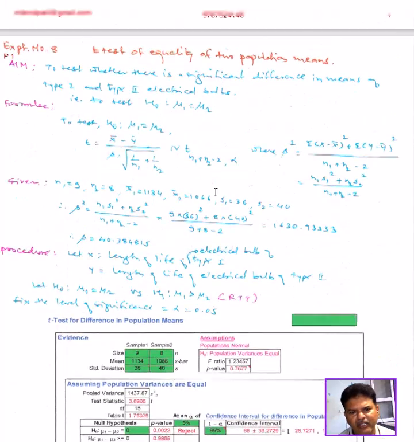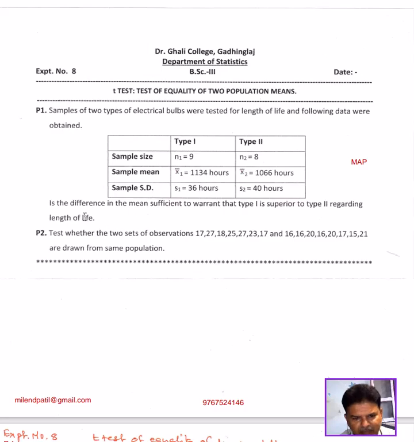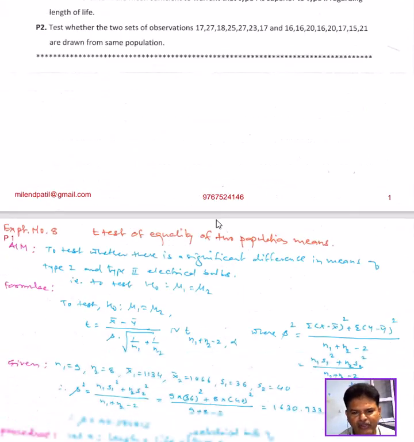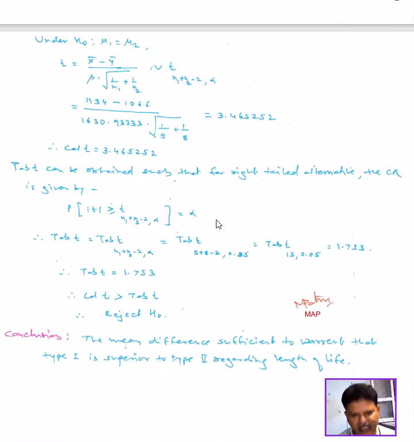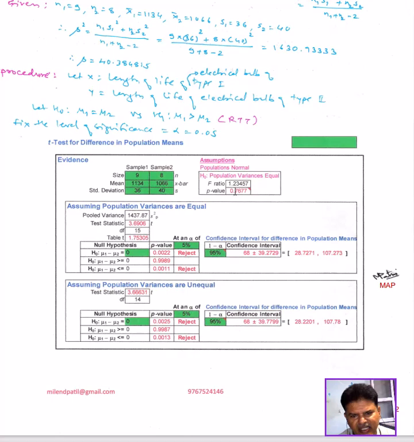Because what we need to test here is whether the difference in the means is sufficient to warrant that type 1 is superior to type 2. See, the word in this case is superior. Superior means whether it is greater than type 2. So therefore we are using a right-tailed test. See, this is the right-tailed test, and the level of significance is 0.05.